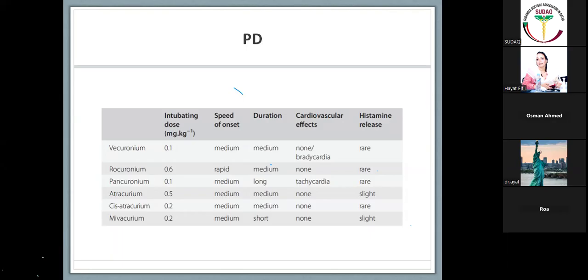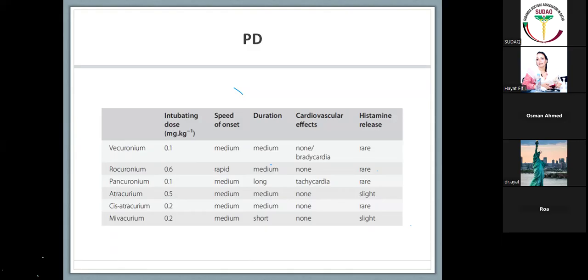Most of them don't have significant cardiovascular effects, except for the histamine release that might lead to hypotension. We said that pancuronium might cause tachycardia. Vecuronium is generally called a clean drug because it has very few cardiovascular effects. And histamine release is generally seen with the benzylisoquinolinium compounds compared to aminosteroids.